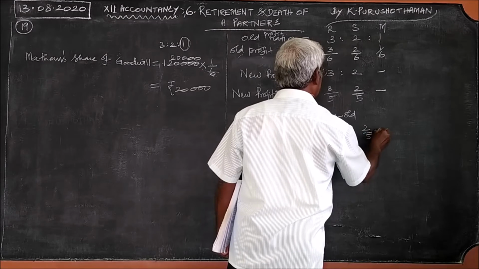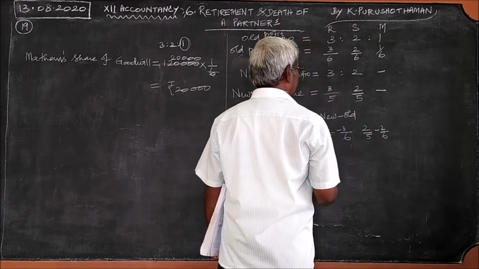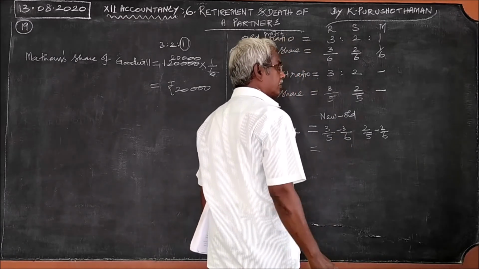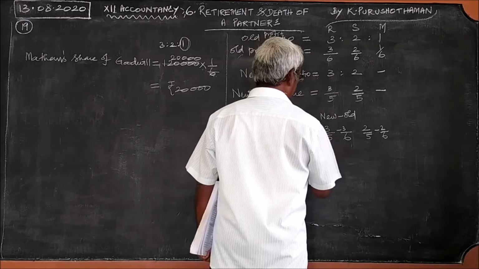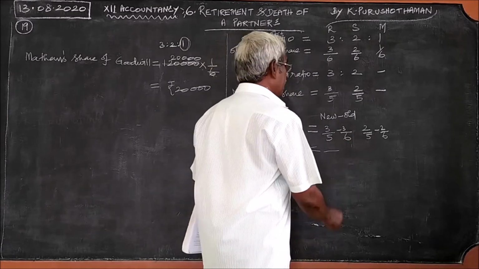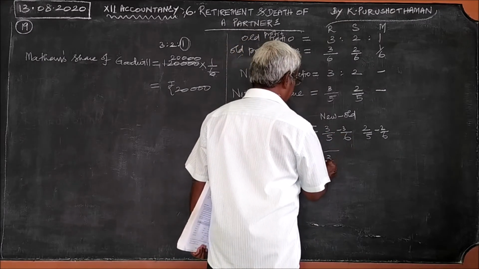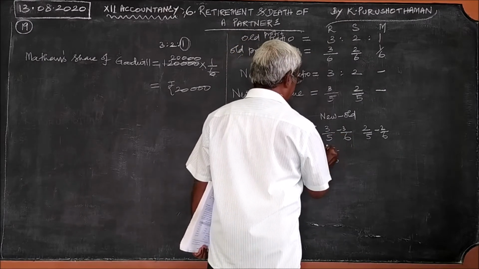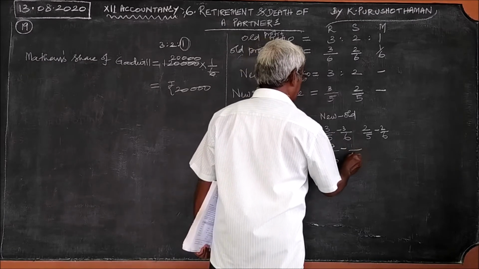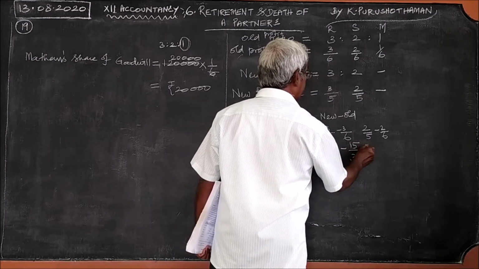2/5 minus 2/6. This is the gaining share. This is equal to, you convert both into 30 because 30 is the LCM for 5 and 6. 6 5s are 30, 6 3s are 18, minus 5 6s are 30, 5 3s are 15.